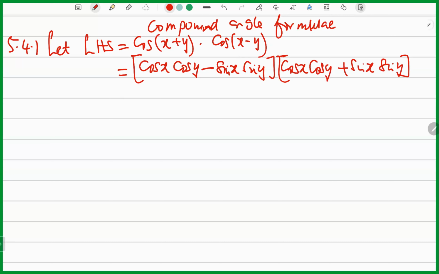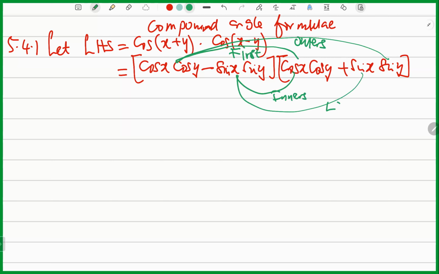Okay, good. So we proceed with our simplification. We use a method we call the FOIL method. I'm going to multiply this with that, and we call those the first. Then after multiplying those, I'm going to multiply these with that. Those are called the outers. Then you multiply these with that, they are called the inners. You multiply these with that, they're called the last.